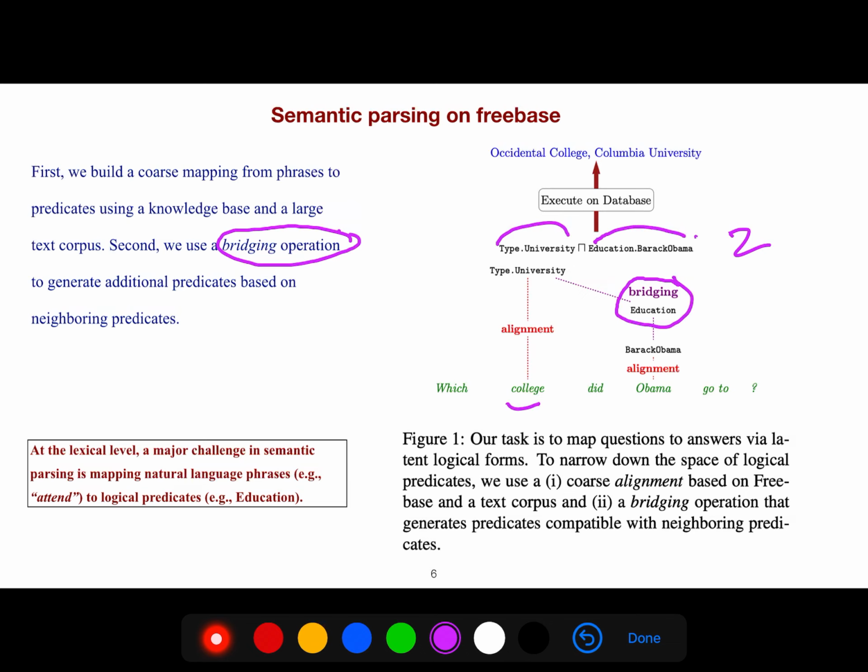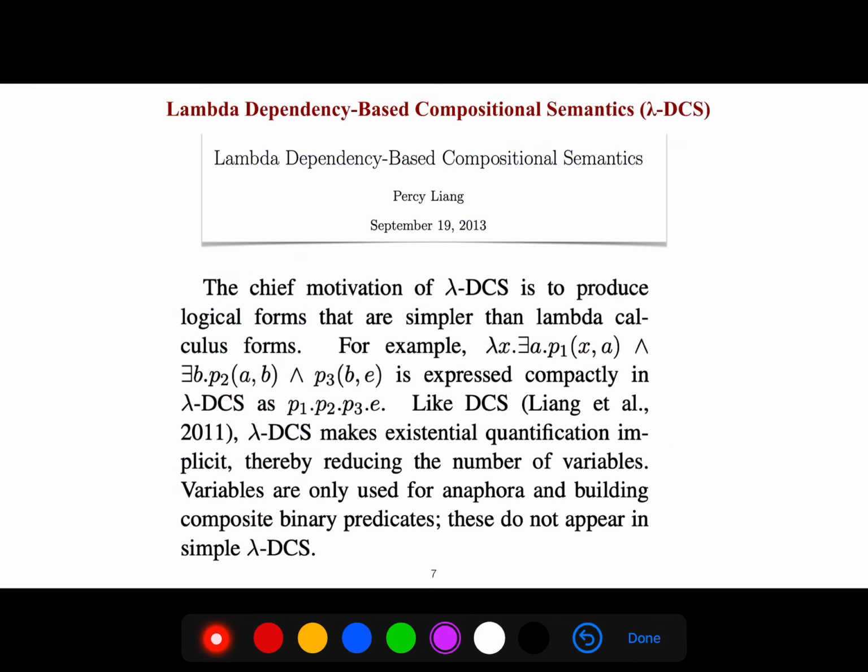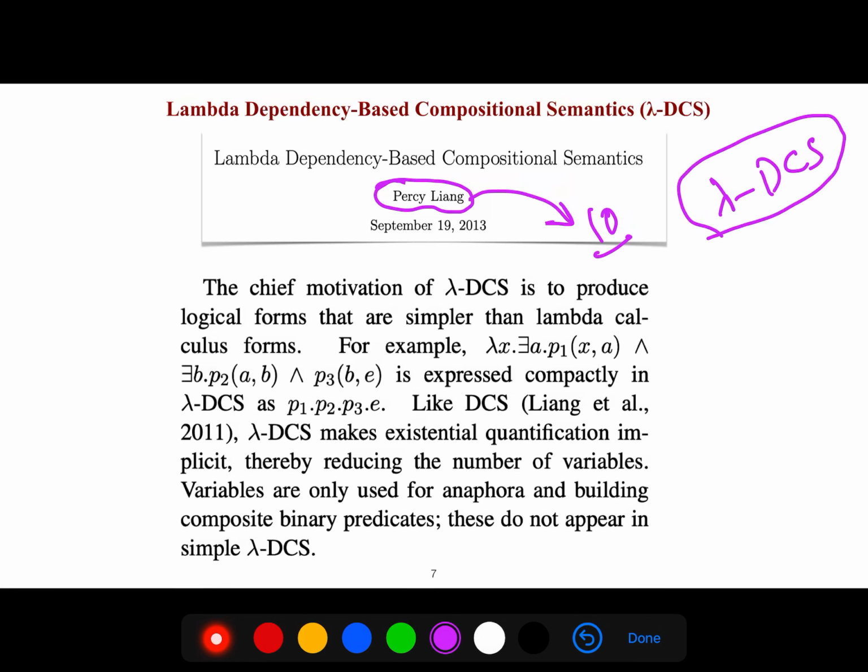And at the lexical level, a major challenge in semantic parsing is mapping natural language phrases, for example, attend, to logical predicates such as this bridging word, which is education. And so for that, they use Lambda DCS. I will explain it in the next lecture by Percy Liang. He invented it in a short paper, maybe 10 pages, but it's just a new form of Lambda calculus, a simplified version of that. It's very simple.